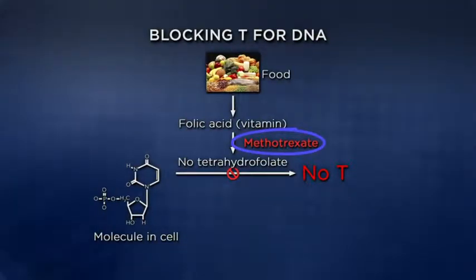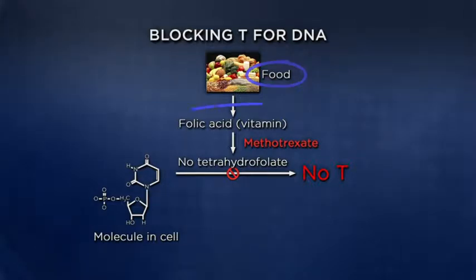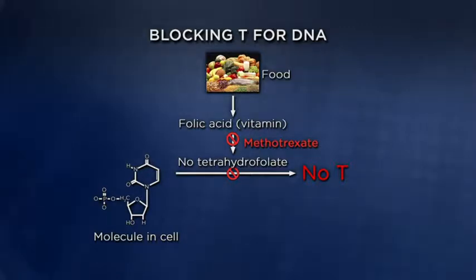How are we going to manipulate this system to stop T from being made? Because if we do that, if we block one of the building blocks of DNA from being made, DNA will not be made, the cell can't divide, it just sits there. Great, and it'll probably go into programmed cell death. The way we do it is through a drug called methotrexate. Here is the same reaction, food and folic acid conversion into tetrahydrofolate is blocked right here. The drug methotrexate, here is a vial of it, stops that conversion.